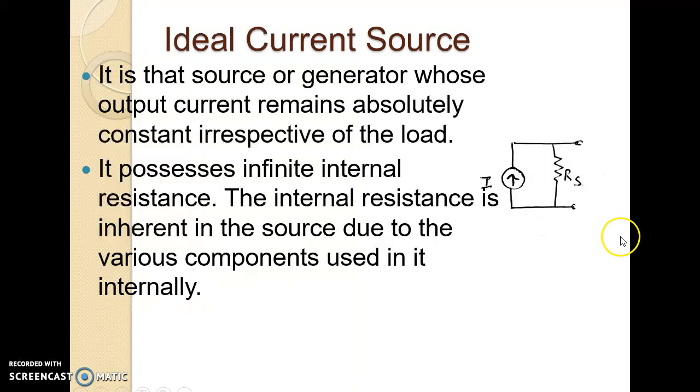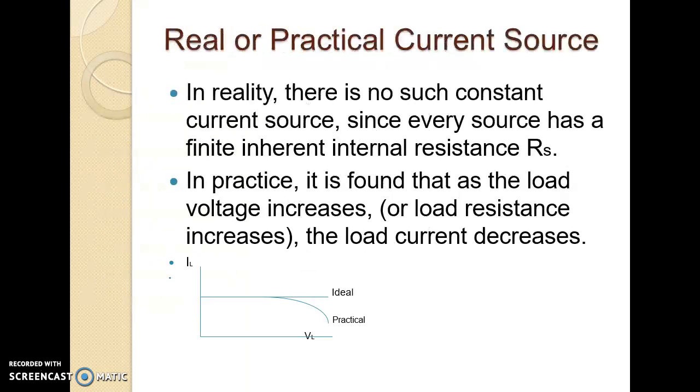As before, the internal resistance is the inherent resistance of the source due to the various components used in it internally. The symbol of the internal resistance of the ideal current source is shown here. The arrow shows the direction of the current. The internal resistance of the current source comes in shunt with the current source. So this is the way we depict a current source.